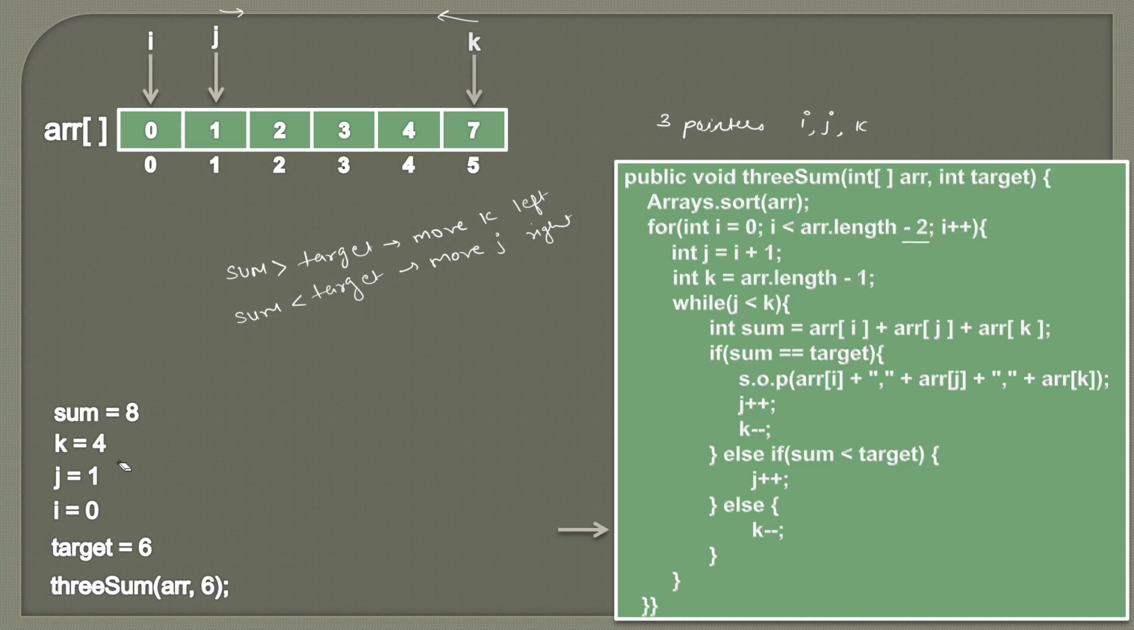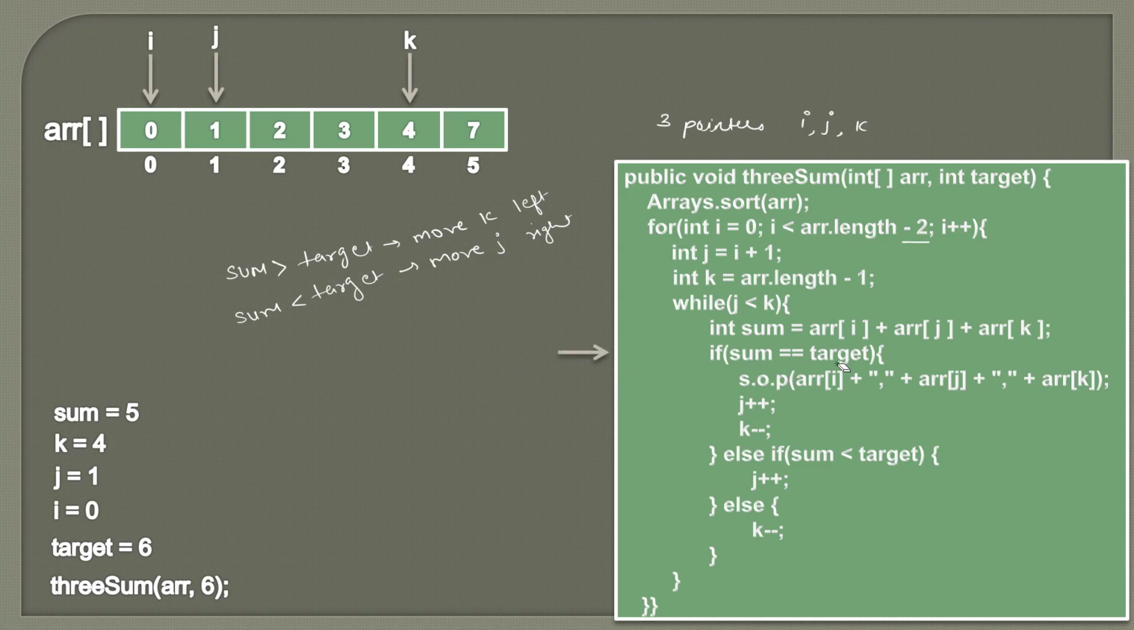So k will become 4. We are simply moving it one position here. j is still less than k, so this condition comes out to be true. We will evaluate sum again. 0 plus 1 plus 4 will give sum as 5. So sum will become 5.